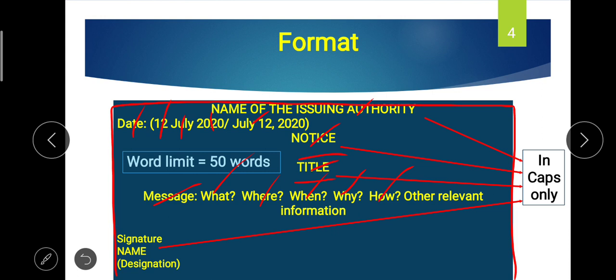Sometimes we need to supply some other relevant information. If I take the example of a road accident or fire accident, we need to supply information related to the officers who visited the spot, the social and political leaders who came to observe the situation, who came to meet the victims, or you can say the sufferers also. So these things which are relevant to the situation must be mentioned in the notice.